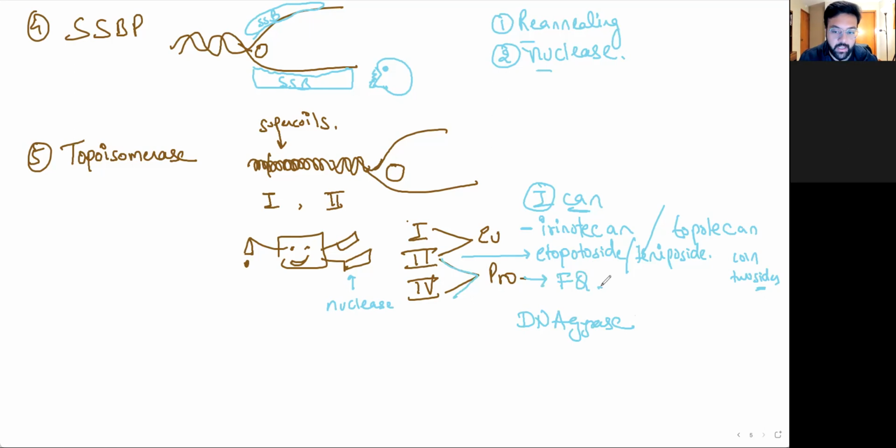Levofloxacin, moxifloxacin, all floxacins. So fluoroquinolones, they will ask you the mechanism of fluoroquinolones. It inhibits topoisomerase 2 and 4, or it inhibits DNA gyrase. Why? If you inhibit those, you won't be able to uncoil the DNA. DNA will fracture and the bacteria would die because of DNA fractures.